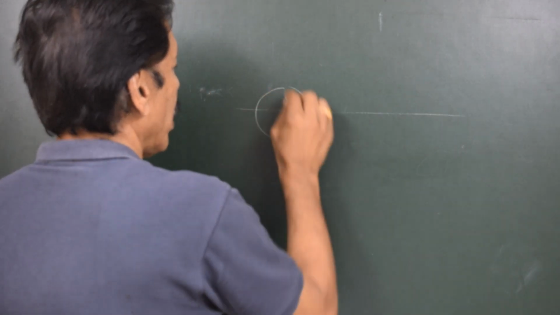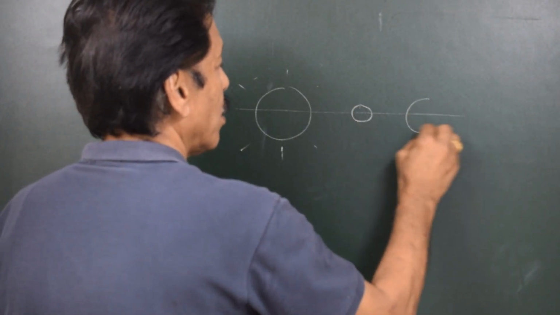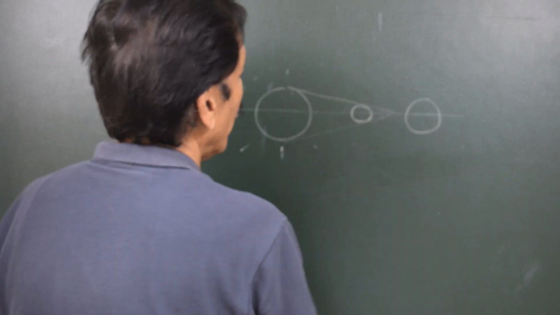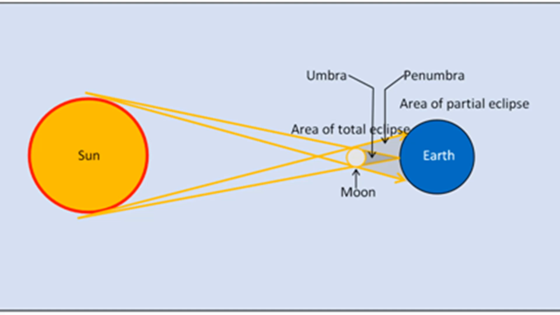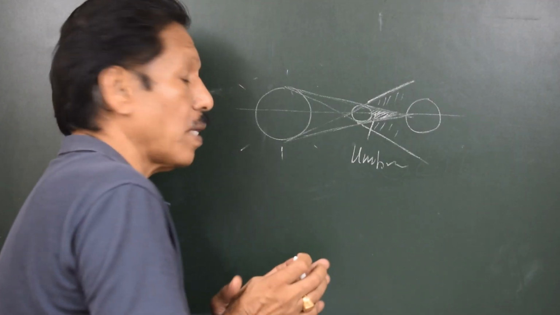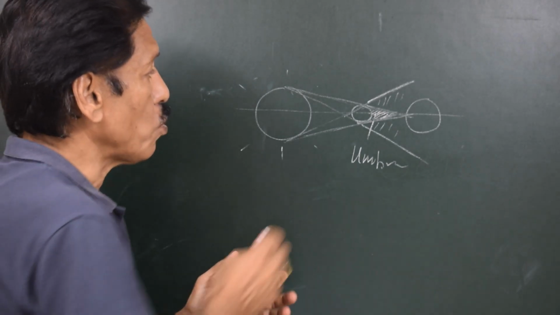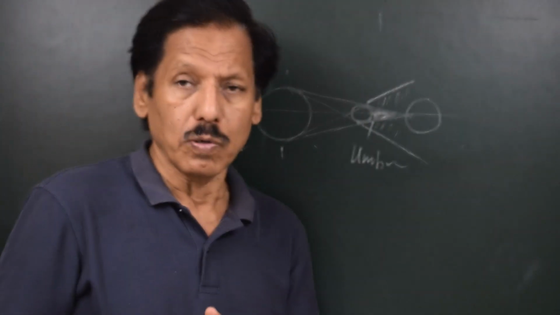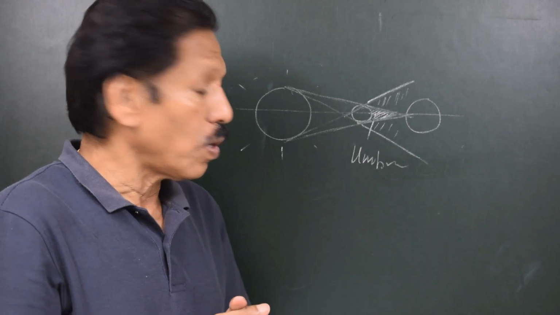For example, if we talk about the sun being here, the moon being here, and the earth being here, there is a shadow that is given out by the moon in between. So this central conical portion, where the light is totally obscured by the moon, is called the umbra, and the outer cone-shaped structure, where the light is only partially obscured and partially visible, is called the penumbra.